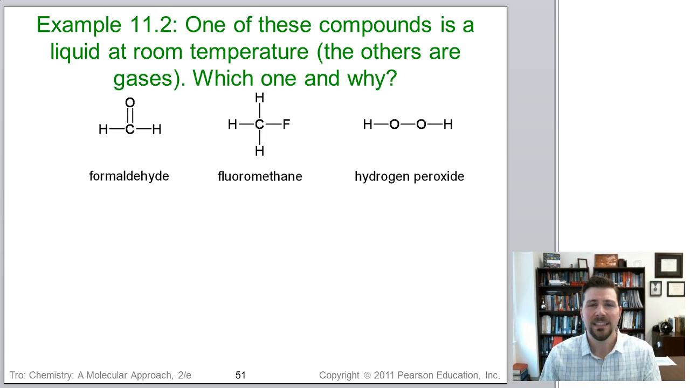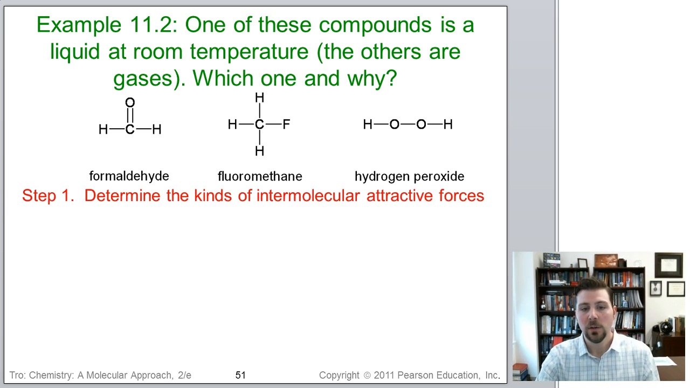One of these compounds is a liquid at room temperature. The others are gases. Which one and why? And how would you actually know? Remember, we said the phase that a substance is in relates to the intermolecular forces that are present. So what I want to do is go through each one and identify which ones have which intermolecular forces, and the one that has the most is the one that's likely to be a liquid at room temperature. The others can remain gases because they don't have an attraction that keeps those molecules sticking together.